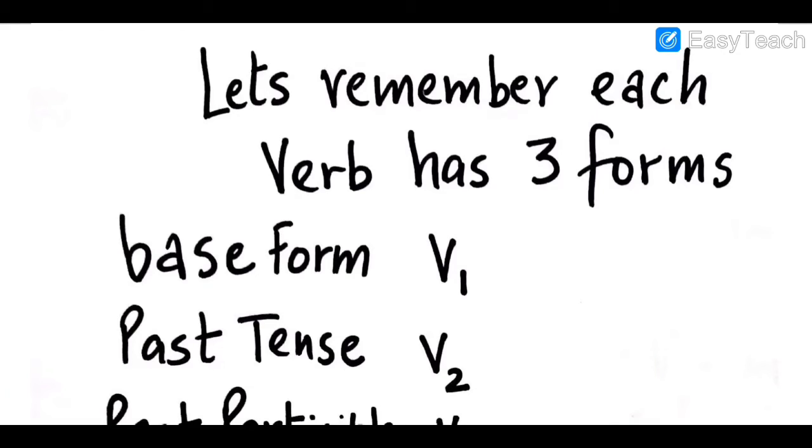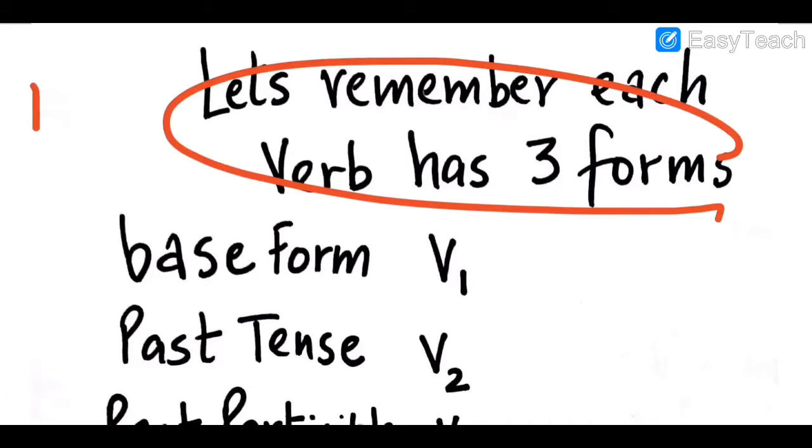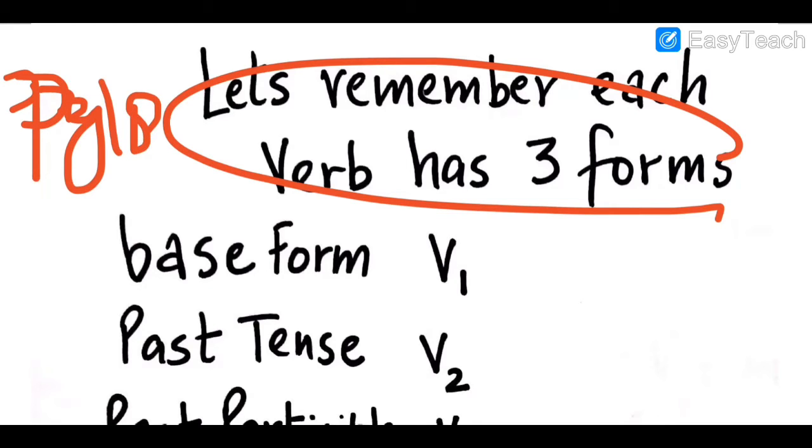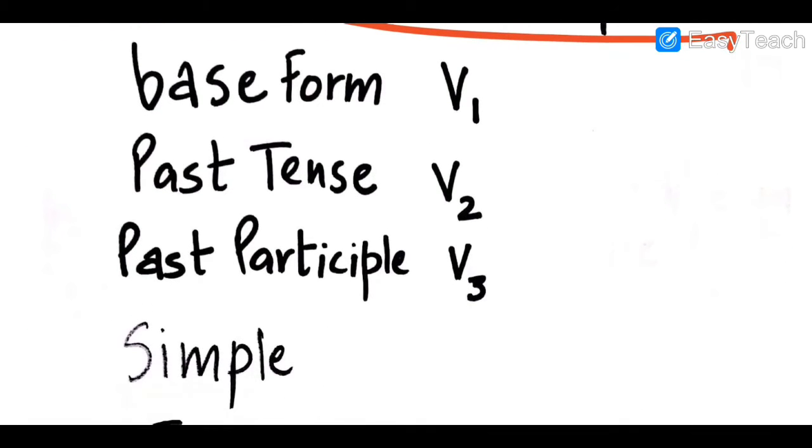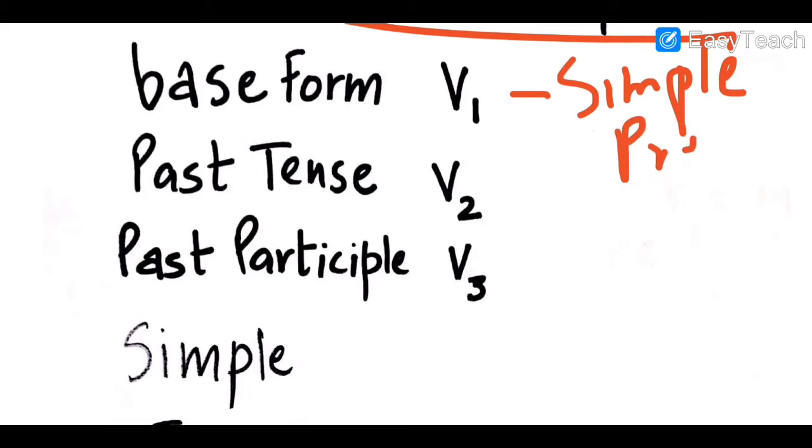If you go to your page 18, you will see that there are 3 forms of the verbs. One is the base form, that is used for simple present. Remember that. Second, you have the past tense, which is called the second form of the verb, and the past participle will be used in your perfect tense.